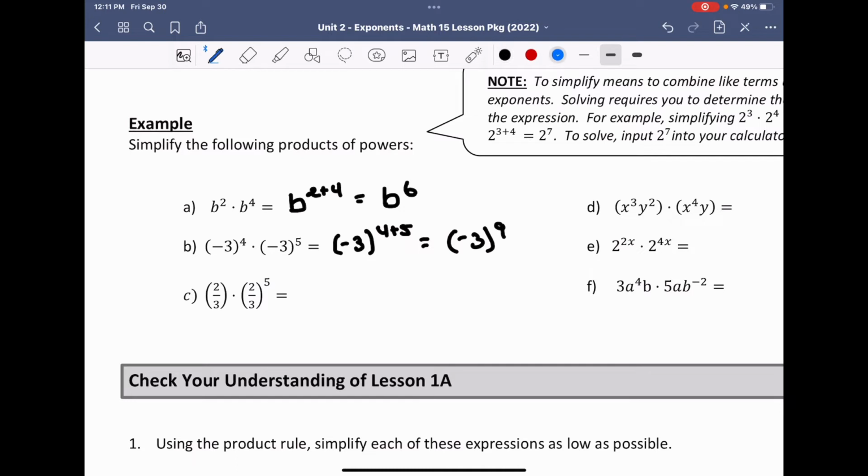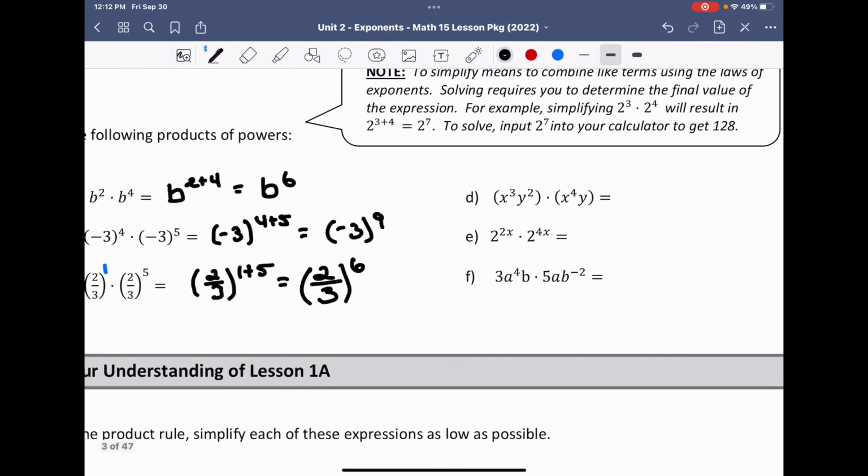Now, here's something I've said tons in class. If this isn't written above, if I have some number, some variable, some fractional number, and there's no exponent, I want to write in a 1 there. We have 2 over 3 to the 1 times 2 over 3 to the 5. That means I write out the common base of 2 over 3 and I add 1 plus 5. That's going to give me 2 over 3, all in brackets because it's applied to both of these, to the 6th power.